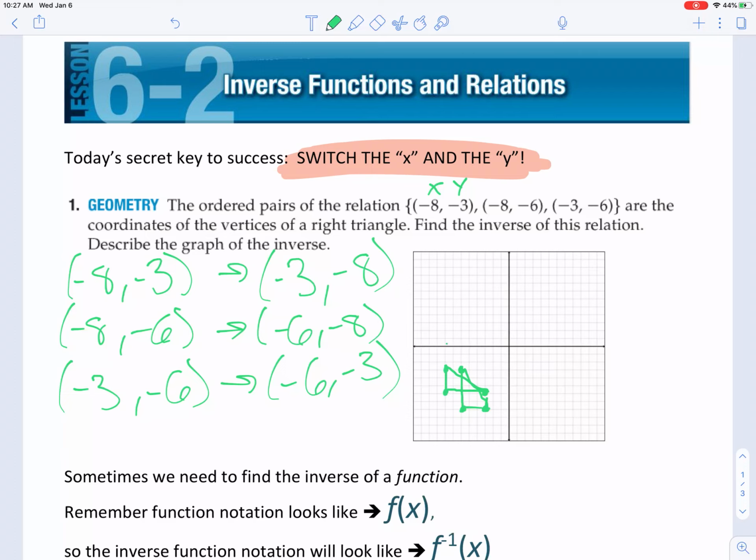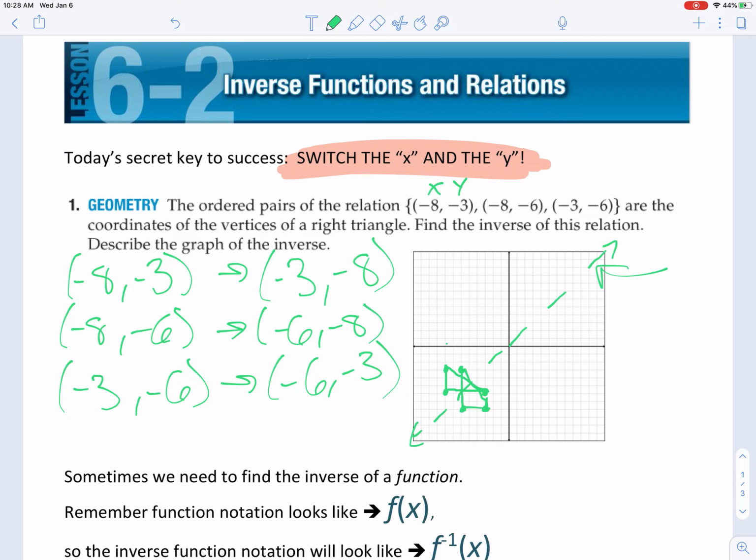What you might notice is that this is a reflection across the identity line. The identity line is y equals x, and it's the line that goes exactly diagonal across your graph. So if I could pick this graph up off the page and fold it along this dashed line, the triangle would land exactly on top of its mirror image there. So that's what this is. It's a reflection across that line.